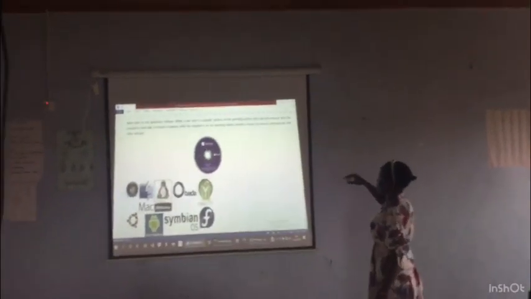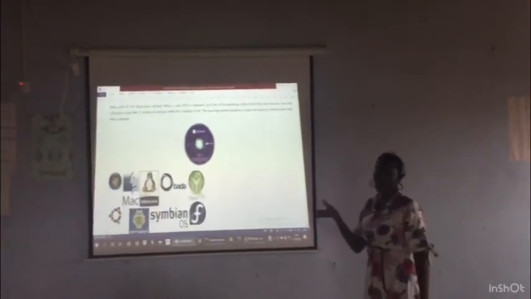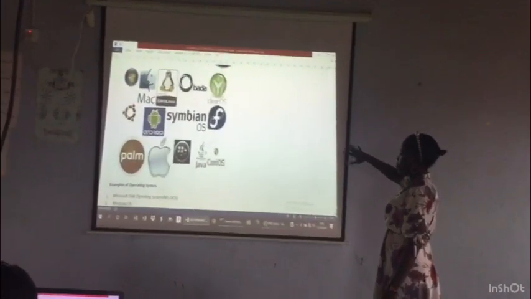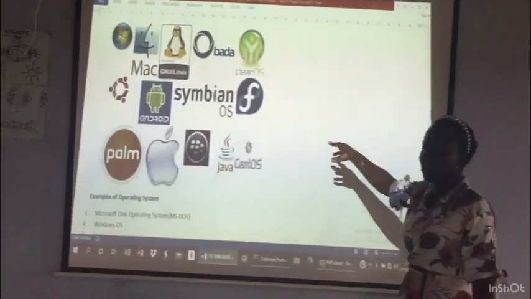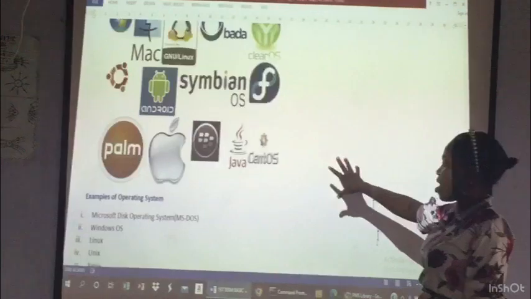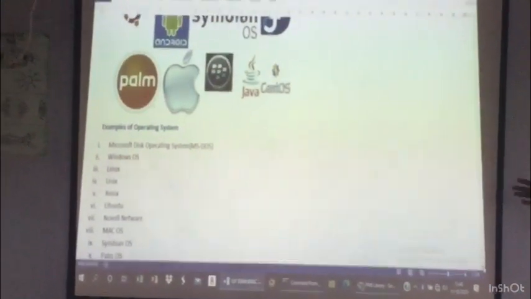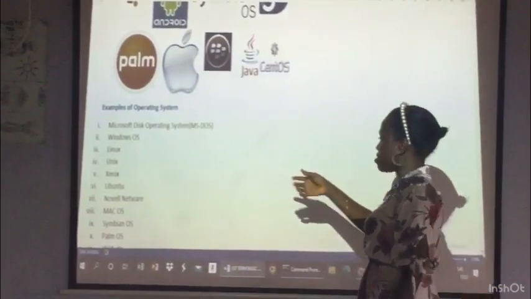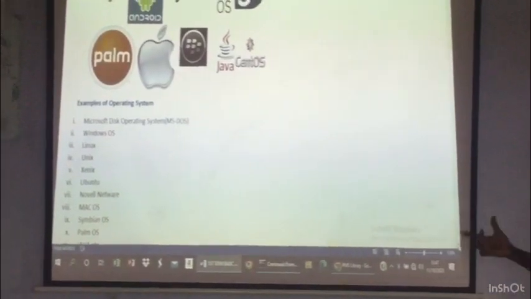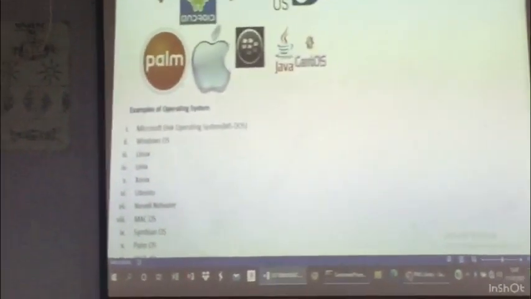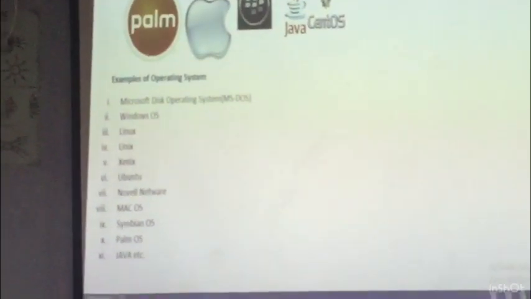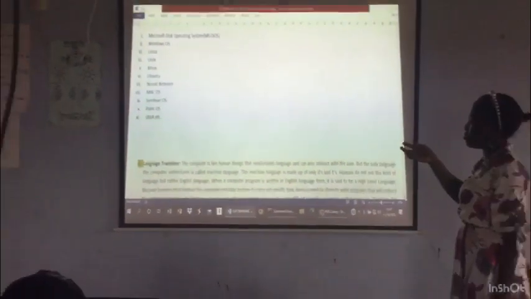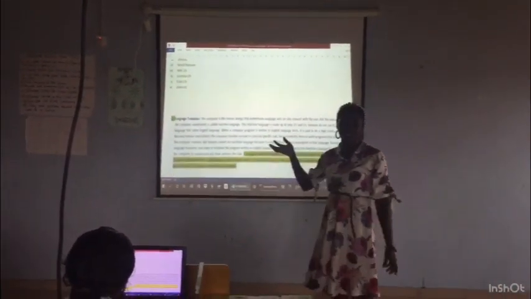The operating system provides a means for users to communicate with other software. What you are seeing now are examples of operating systems. We have the Windows OS, Linux, Unix, Zenith, Ubuntu, the Novell Network, Mac OS, Symbian OS, Palm OS, and also Java OS.